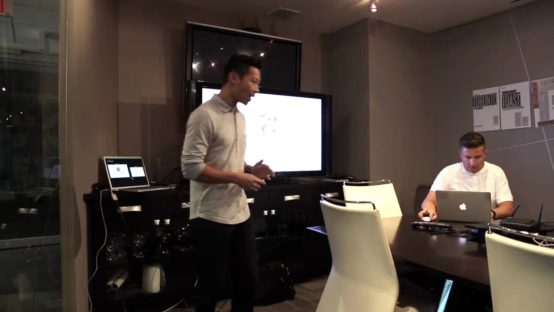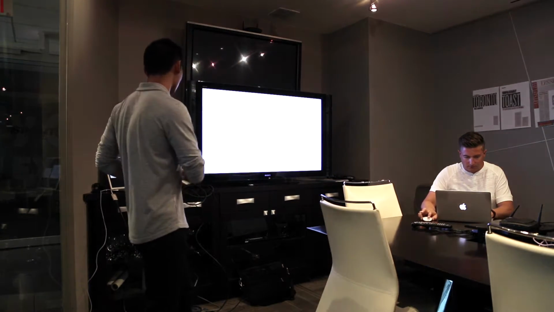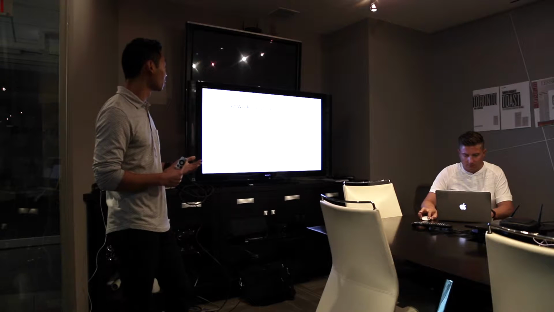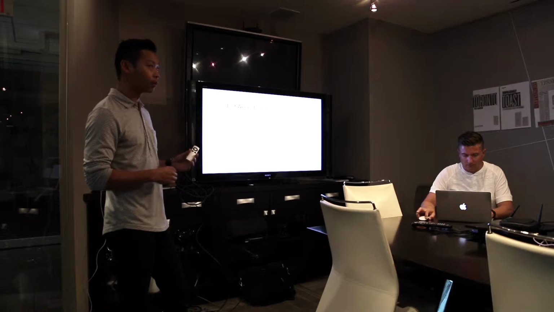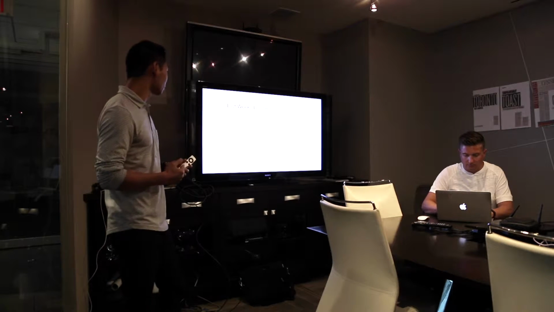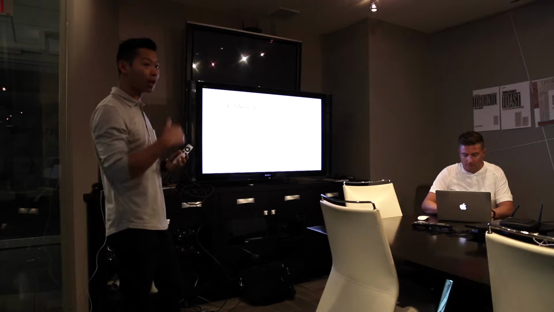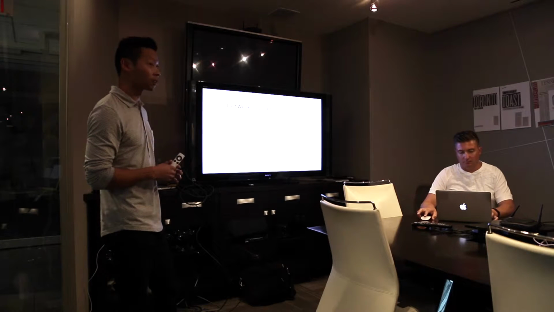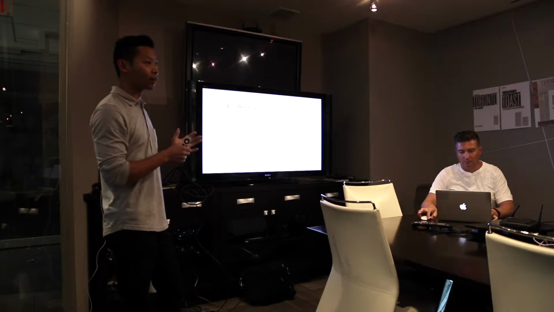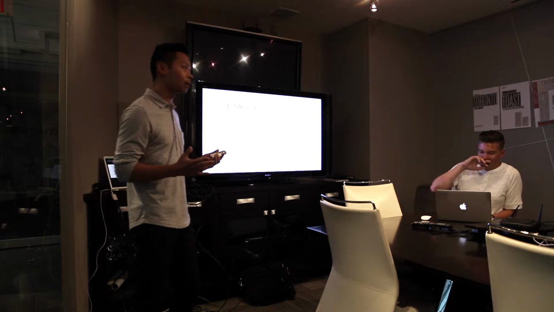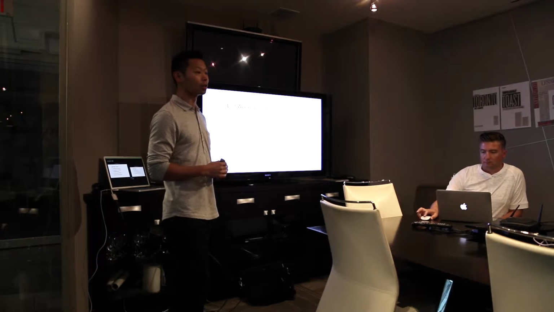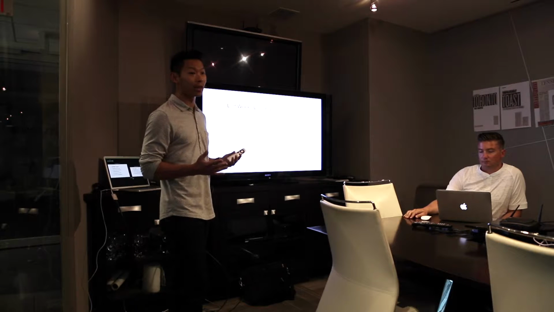It's your first one. So, just to give you some background of what we did last week. Last week we talked about what visual communication was all about. And we talked about typographic hierarchy in terms of how we read information, leading the eye from top to bottom, left and right, using typographic elements, grouping information, and functional typography. Prior to that, we started from the principles, talking about basic letter forms, kerning, leading, tracking, and then word spacing with paragraphs and then grids and all that.